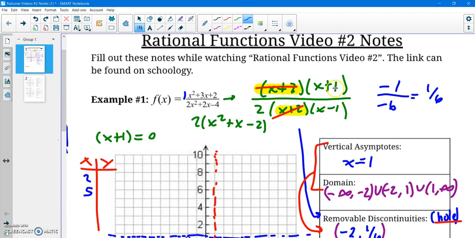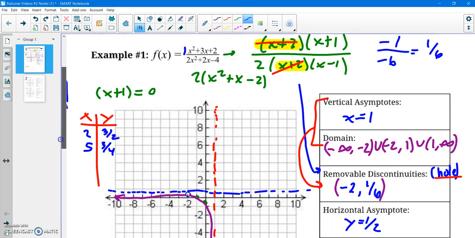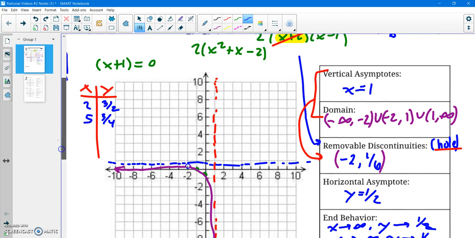2 plus 1 is 3. 3 divided by 2 times 1, that's 3/2. 5 plus 1 is 6. 6 divided by 2 times 4, 2 times 4 is 8. 6 divided by 8, 3/4. Okay, so if I go to my graph here, at 2, I'm at 3/2. At 5, I'm at 3/4.